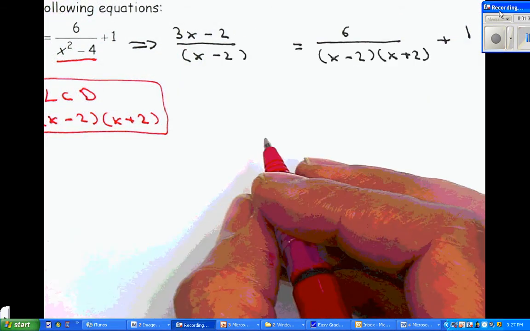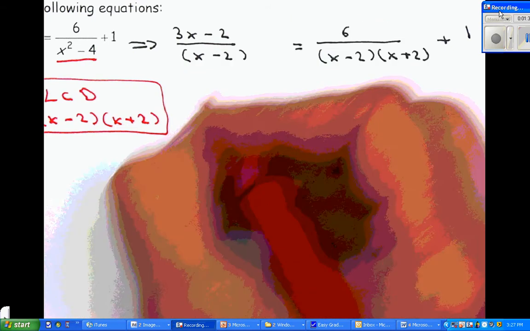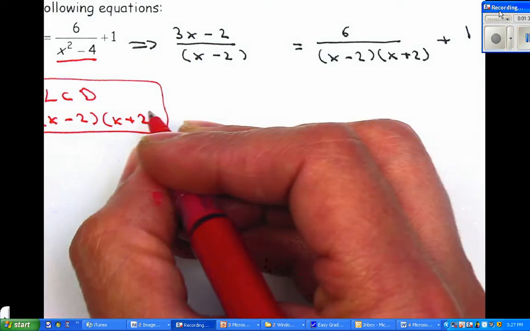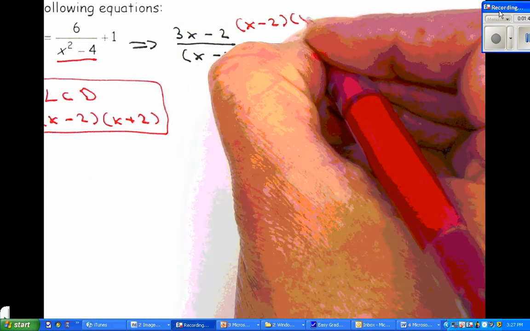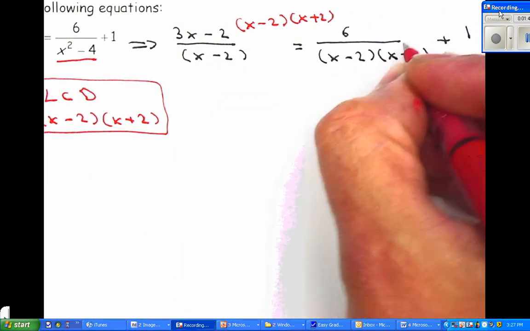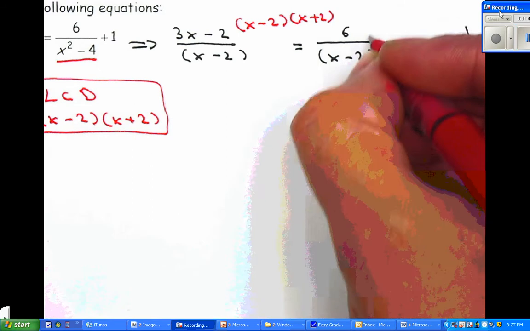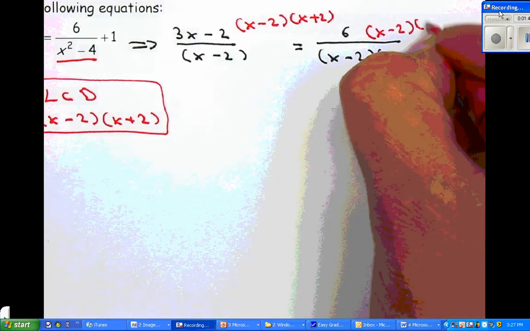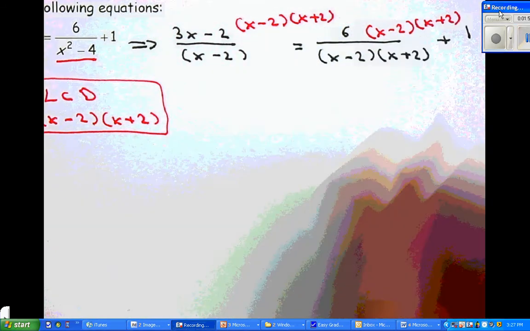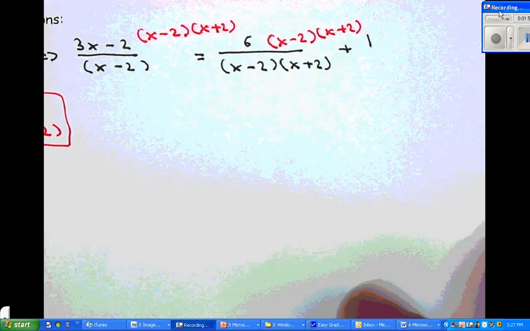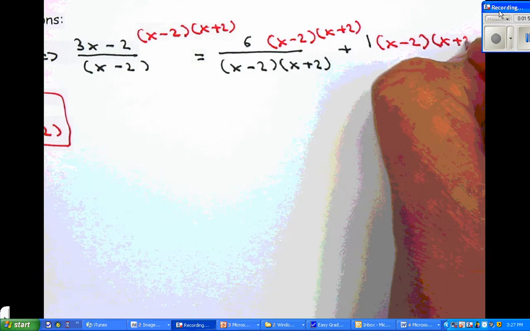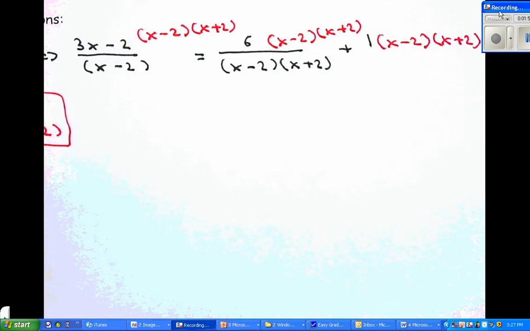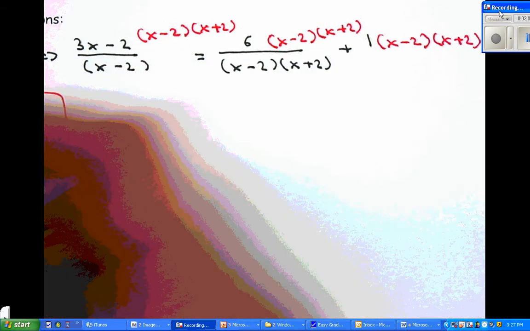So I'm going to multiply by both, not just by one, not like an addition, very different from an addition. We are going to multiply by x minus 2, x plus 2. We are going to multiply even this one by x minus 2, x plus 2. And the last one we're going to be multiplying by x minus 2, x plus 2. And what happens is the denominators cancel out.